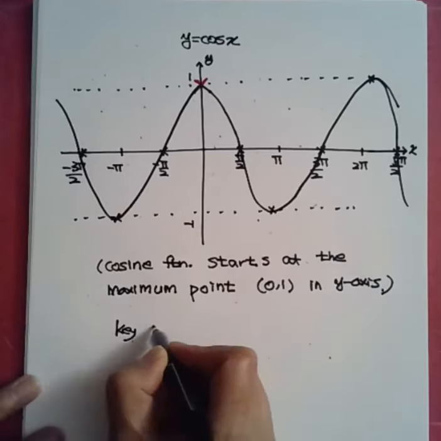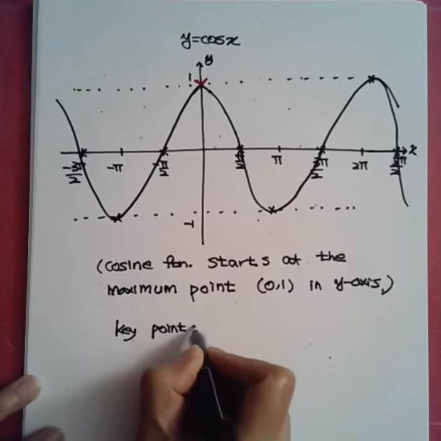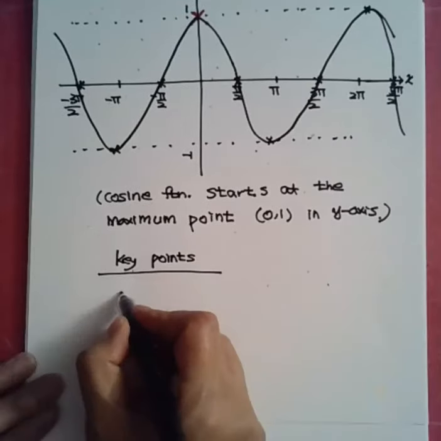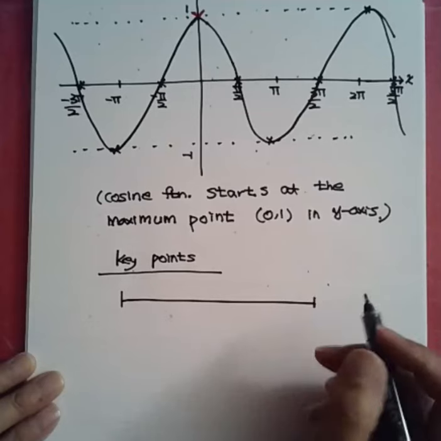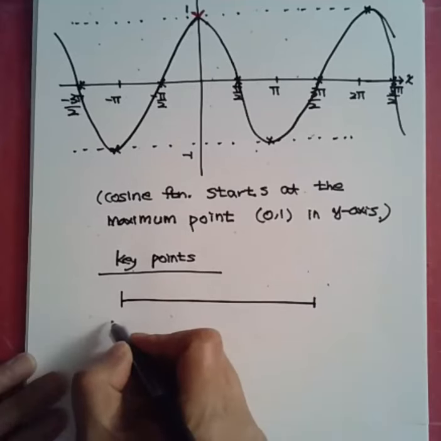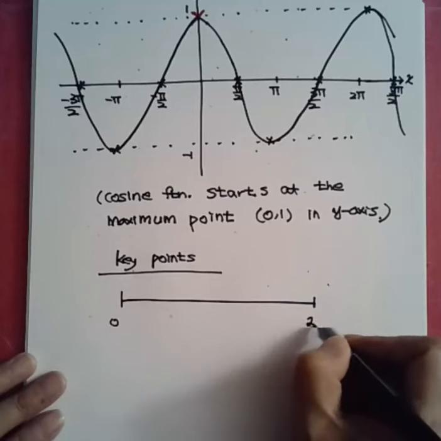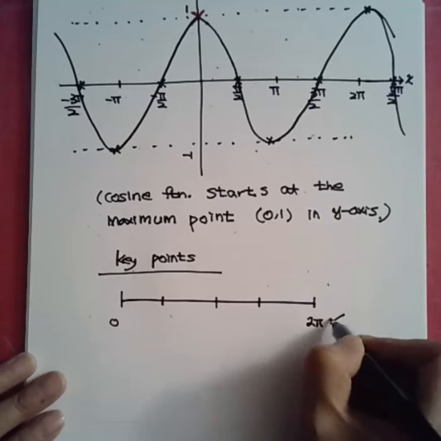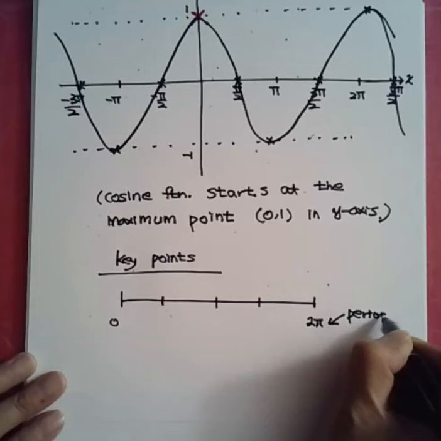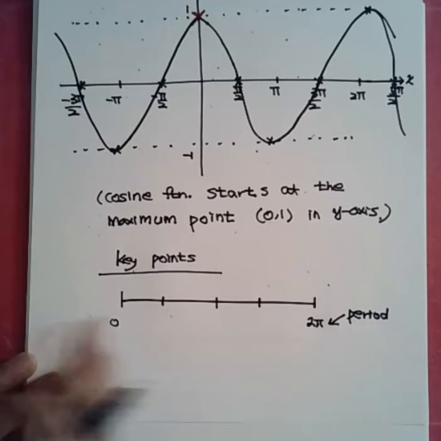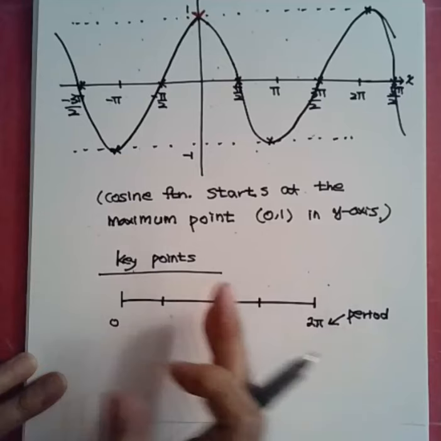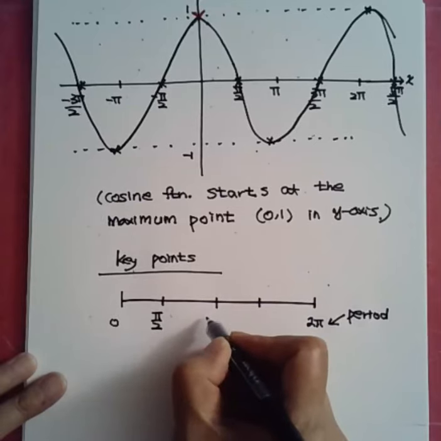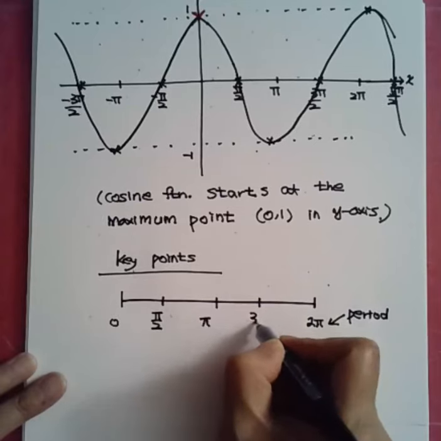As in the sine function, cosine function also has a notion of key points. Those key points are the points where y value becomes 0, maximum or minimum. The way we are thinking will be the same. This is the period. The key points divide the period into 4 equal intervals. So, as in the sine function's graph, those will be 0, pi over 2, pi, 3 pi over 2.